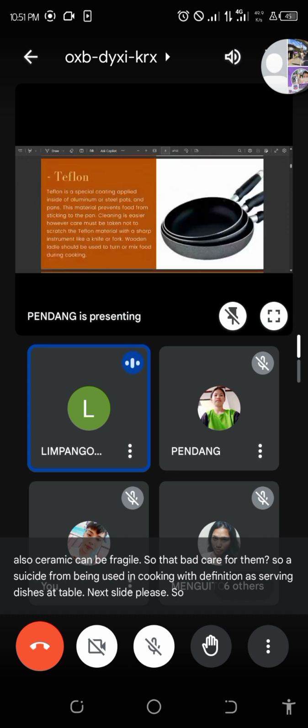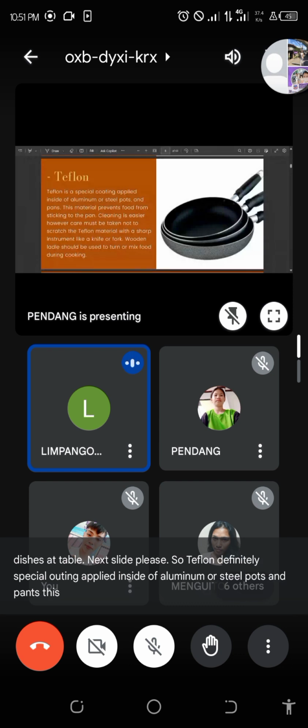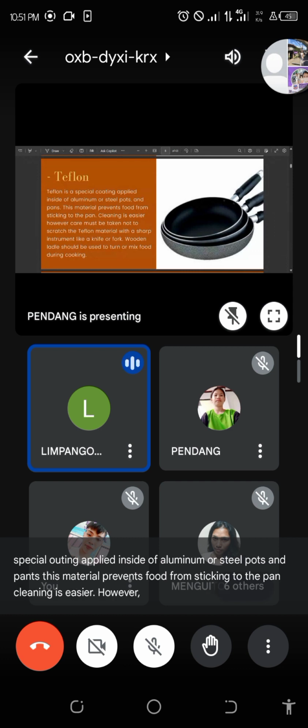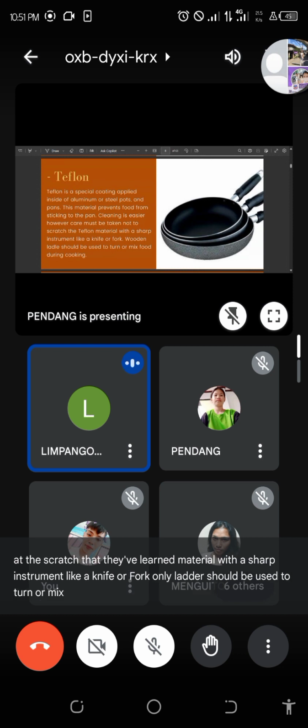So, Teflon. Teflon is a special coating applied inside of aluminum or steel pots and pans. This material prevents food from sticking to the pan. Cleaning is easier, however, care must be taken not to scratch the Teflon material with a sharp instrument like a knife or fork. Wooden ladle should be used to turn or mix food during cooking.